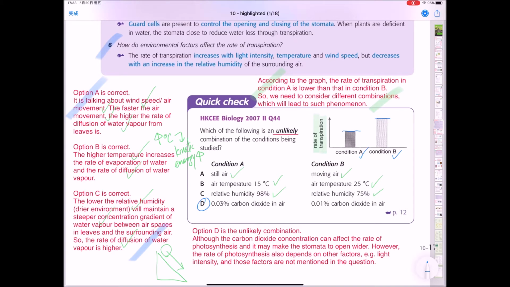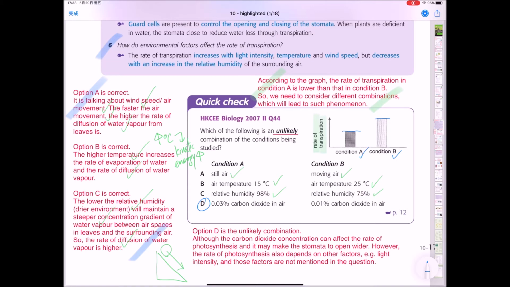So you may think that, Mr. Leung, the carbon dioxide actually will affect the rate of photosynthesis. And if the plant needs to undergo photosynthesis at a higher rate, that means it needs more carbon dioxide, and actually the stomata should open wider. Am I correct? So in this part I need to tell you that the rate of photosynthesis also depends on other factors, for example, light intensity. So in this question actually we don't know such difference.